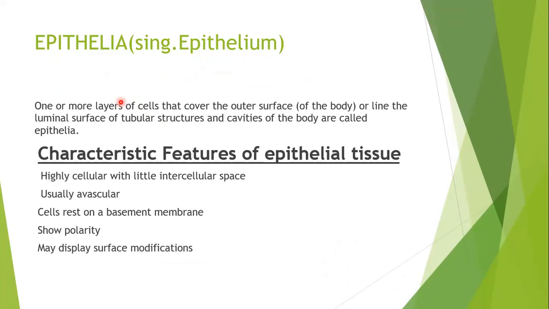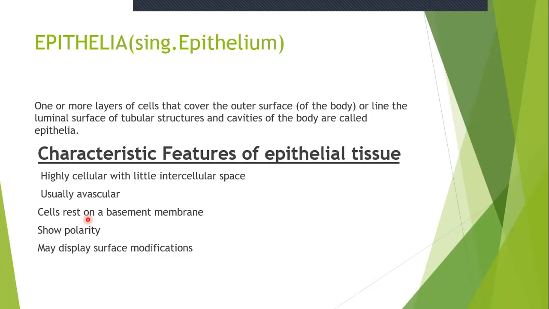Now, what are the characteristic features of epithelial tissue? One, they are highly cellular with little intercellular space, so there is close apposition of cells. They are usually avascular. You will not see blood vessels in the epithelia. Also, the epithelial cells rest on a basement membrane. You'll find some texts saying the epithelial cells rest on a basal lamina.